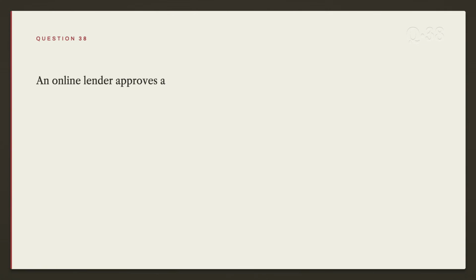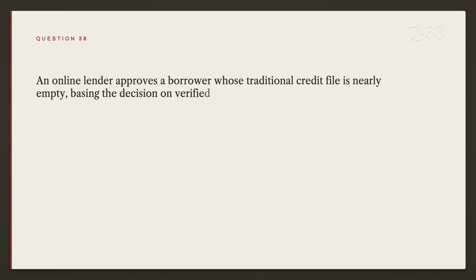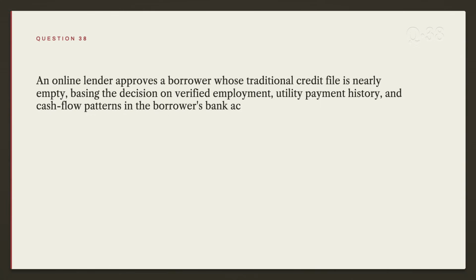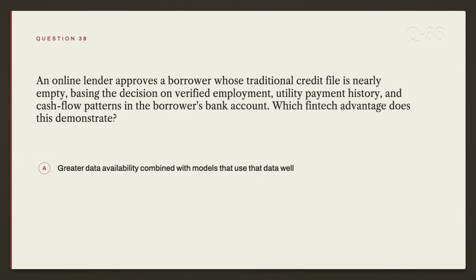Question 38. An online lender approves a borrower whose traditional credit file is nearly empty, basing the decision on verified employment, utility payment history, and cash flow patterns in the borrower's bank account. Which fintech advantage does this demonstrate? Your options are A. Greater data availability combined with models that use that data well.